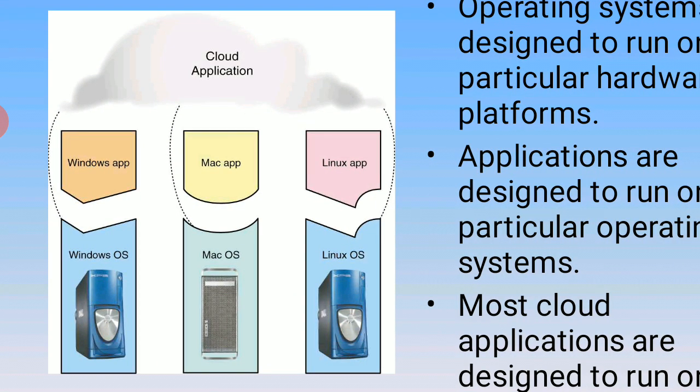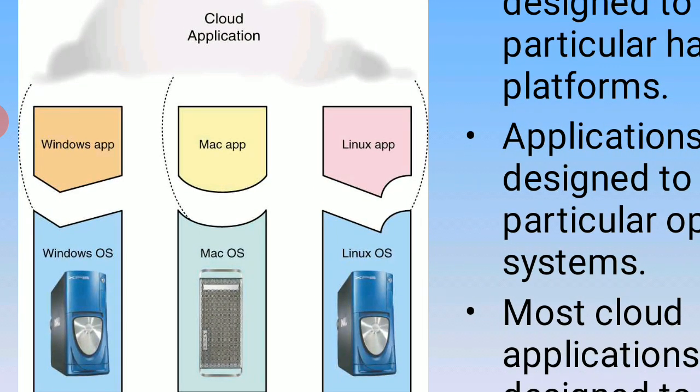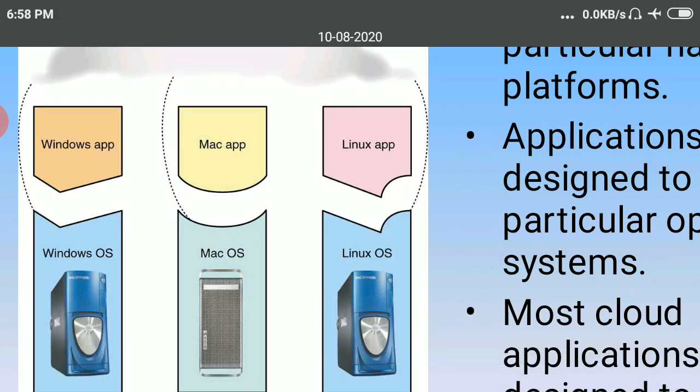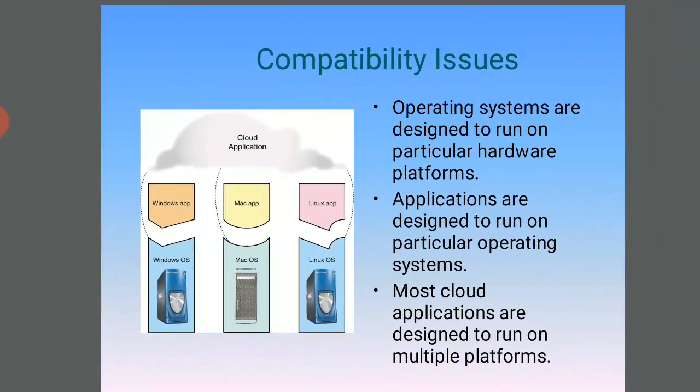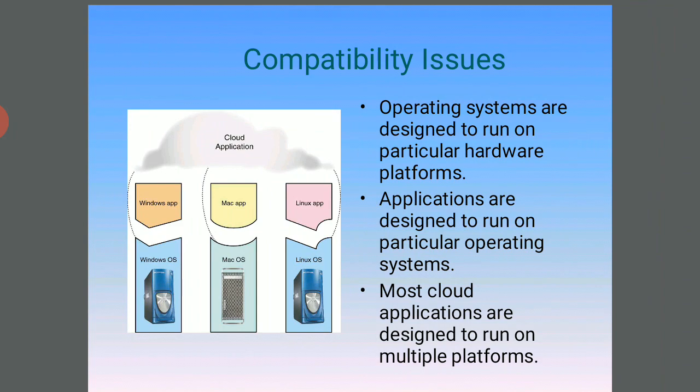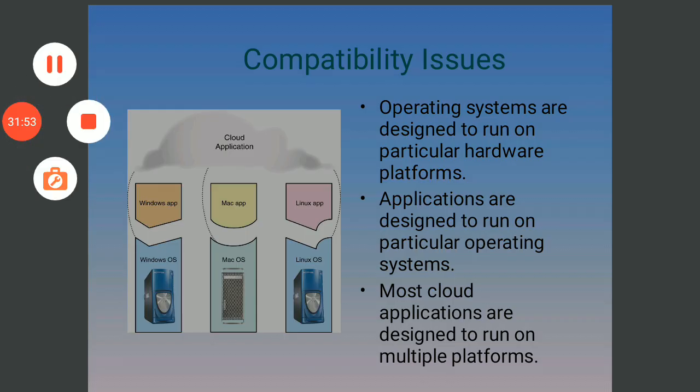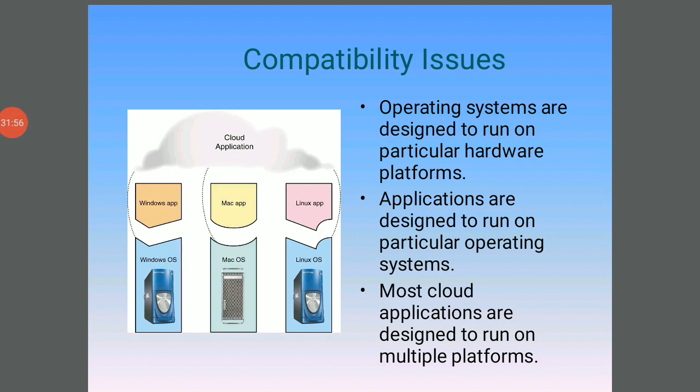Here are the cloud applications, the Windows app and the Mac app; the Windows operating system, Mac operating system, Linux operating system. So Linux app, Mac app, and this is the Windows app. The central processing unit is received by the operating system. Operating systems are designed to run on particular hardware platforms. Applications are designed to run on particular operating systems. Most good applications are designed to run on multiple platforms.